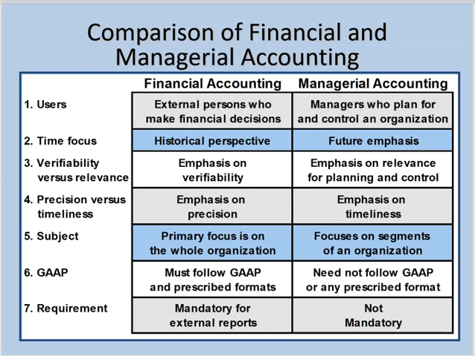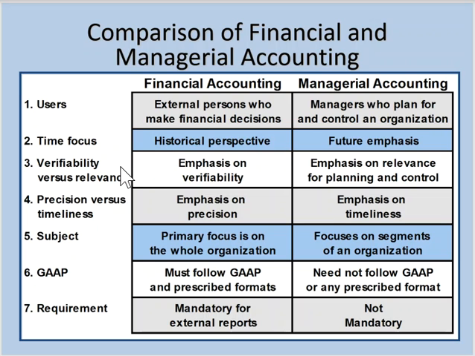Let's take a look at the differences between managerial accounting and financial accounting. If we look here at the users, you can see that financial accounting reports are prepared for external parties, whereas managerial reports are prepared for internal users, those inside the organization. The emphasis for managerial accounting is on the future, whereas, as you recall, financial accounting has a historical perspective, so we were summarizing past transactions.